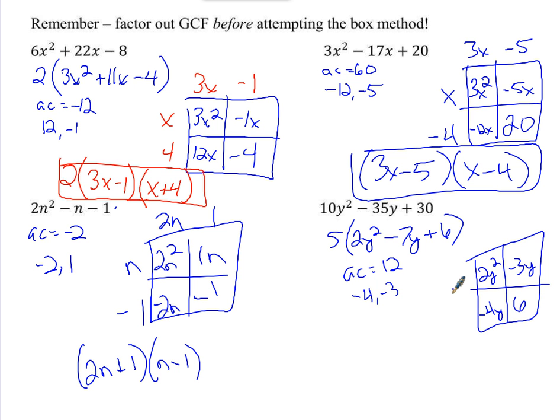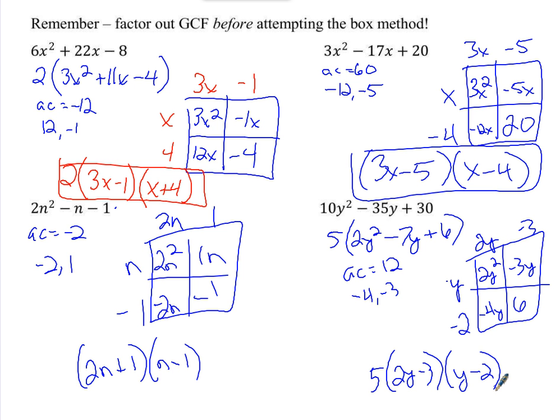Okay, first row. Yep, 1y, or just y. Bottom row. Negative 2, good. And first column? 2y. And last column is negative 3, good. So my answer is, don't forget your GCF, 5 times 2y minus 3 times y minus 2. Good.